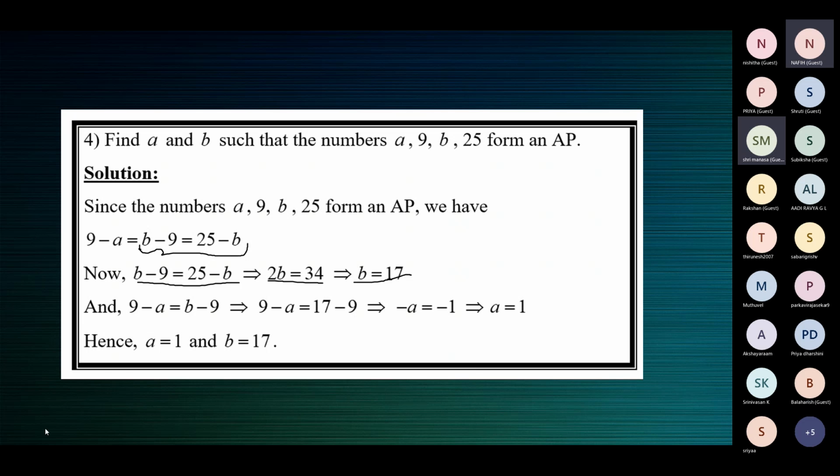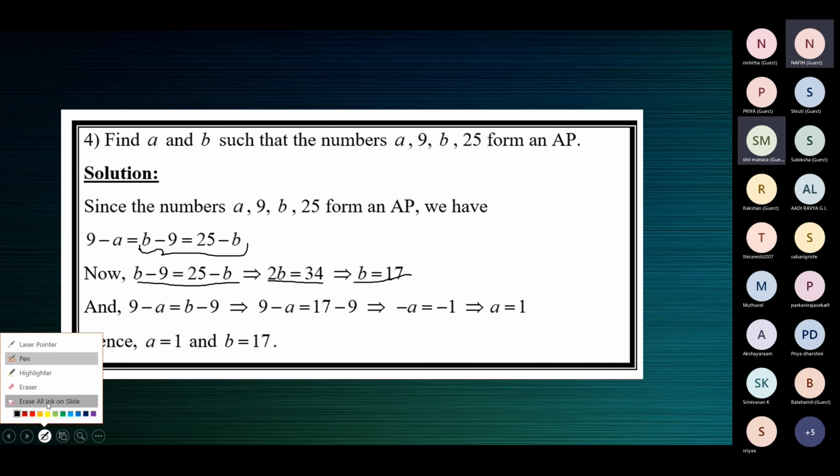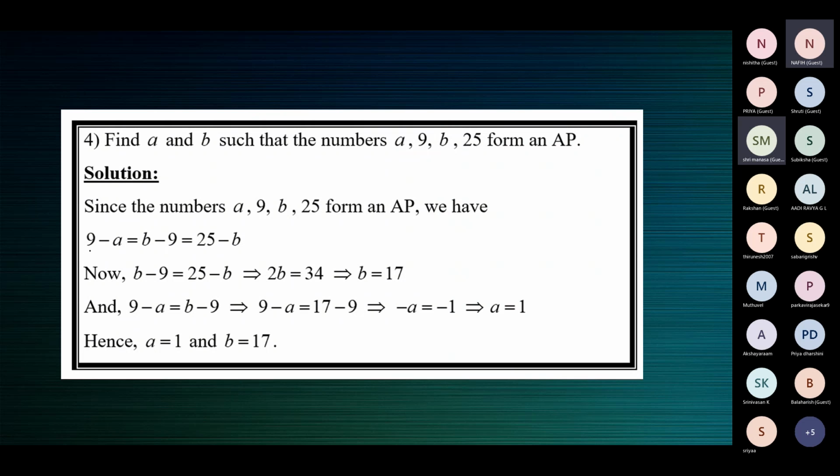Now equate these two. 9 minus A is equal to B minus 9. But B is 17, so 17 minus 9. On solving, you find A is equal to 1. So the value of A is 1 and B is 17. See, 9 minus 1 is 8. 17 minus 9 is 8. 25 minus 17 is 8.